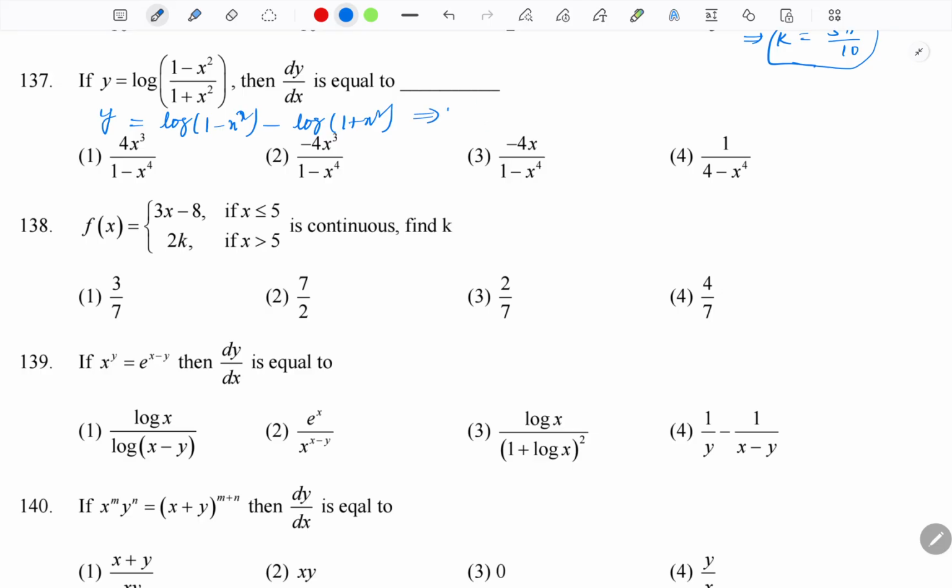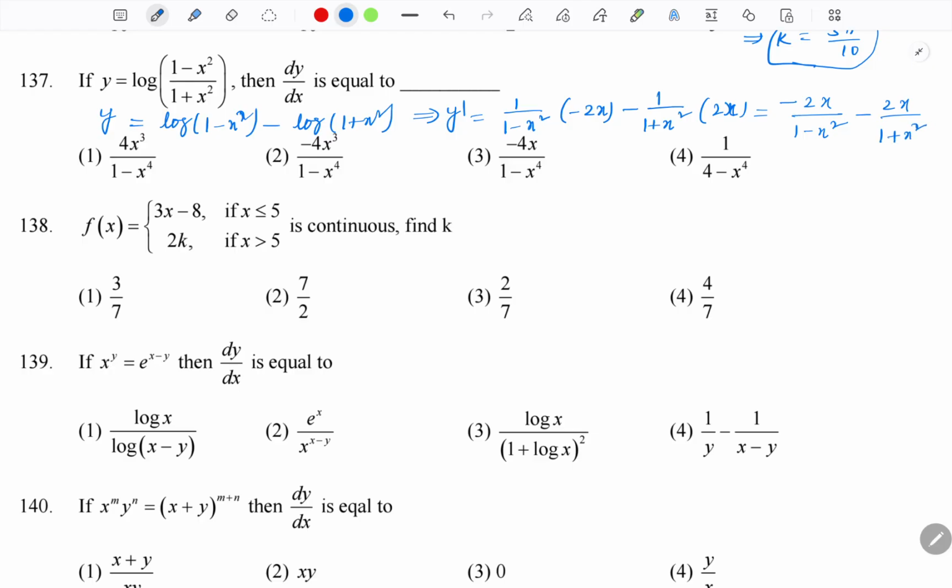That implies y dash. Derivative of log x is 1 by x. It means 1 by 1 minus x square. Internal derivative, this one we will do, right? What is the internal derivative of this one? 0 minus 2x. It means we can simply write minus 2x, and minus derivative of log x, 1 by x, instead of x, 1 by 1 plus x square. Derivative of 1 plus x square, 2x will come. So 1 by 1 plus x square into 2x. Then what you will get here finally, that is equal to plus into minus, minus 2x by 1 minus x square, minus 2x by 1 plus x square.